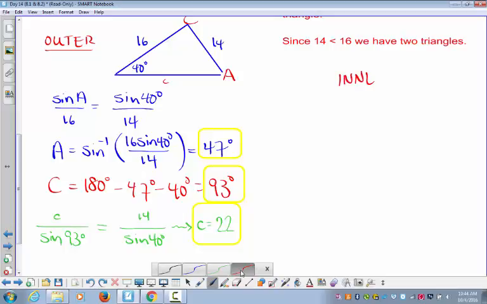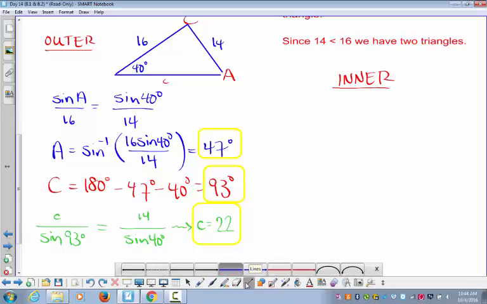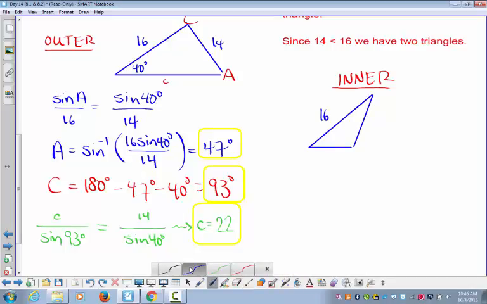So the inner triangle, draw that picture, get a sense of what that one looks like. And we have the same known values, 16, 14, and 40. And then our unknowns are still, if you want to call these something different, you can. I'll put a little asterisk on them just to indicate that they're different than the other ones. And the easiest thing to solve for is this A star here.